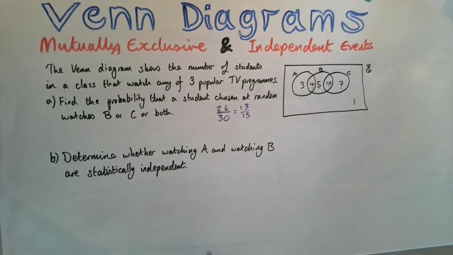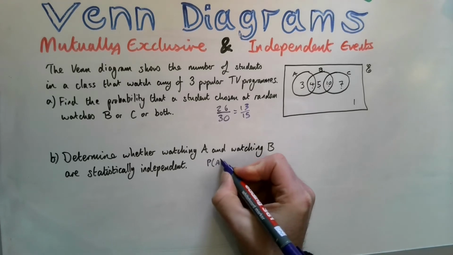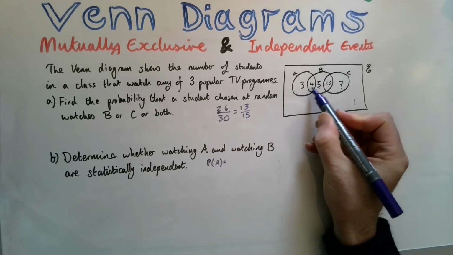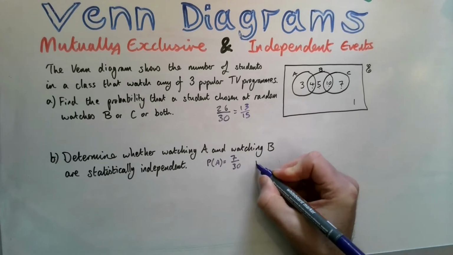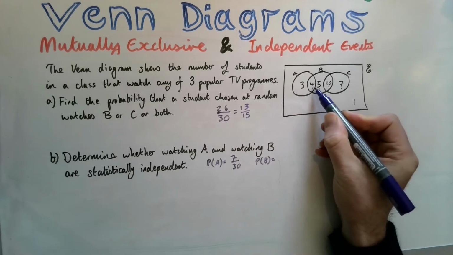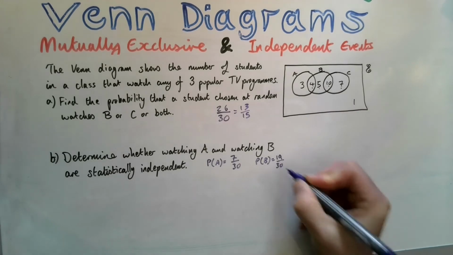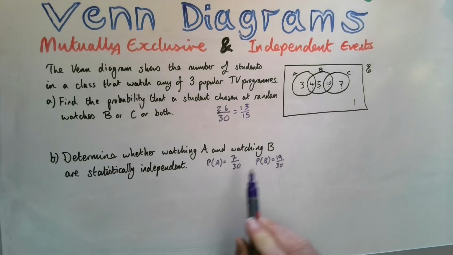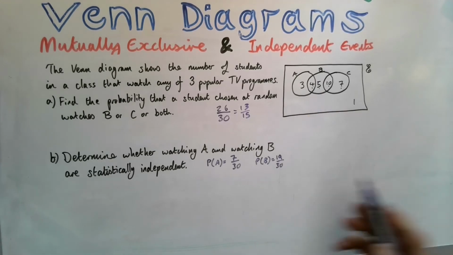The business end part is part B. Determine whether watching A and B are statistically independent. So first of all, we need the probability of A, and that's going to be 3 and 4 makes 7 out of 30. What's the probability of B? Well, that's going to be a bit more popular, isn't it? 10, 15, 19 out of 30 watch B. Now if we multiply these two together and we get 4 out of 30, we're in business.